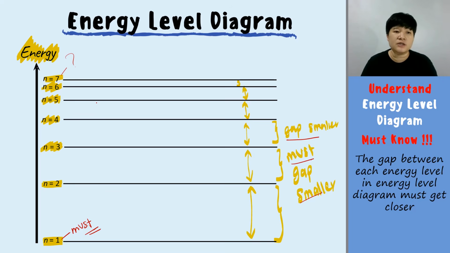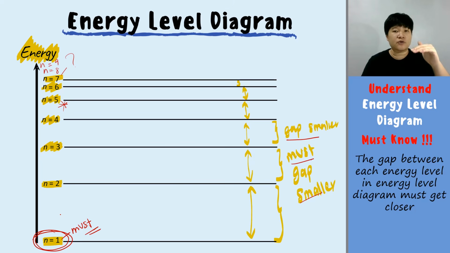If the question only mentioned the transition until n equals 5, then you can stop at n equals 5. If the question mentioned n equals 9, then you need to go all the way up until n equals 9. So it always depends on the question, how many energy levels you must have. But no matter what, your energy level diagram must always start with n equals 1.